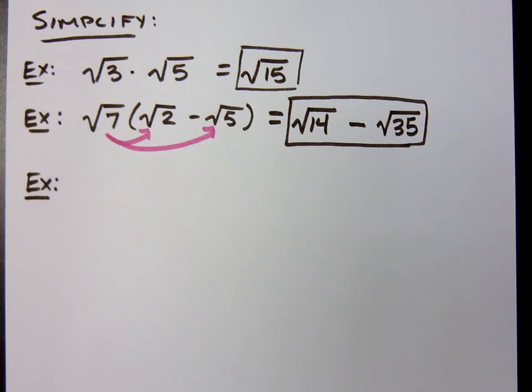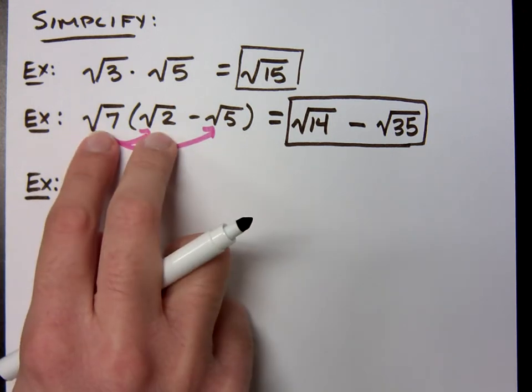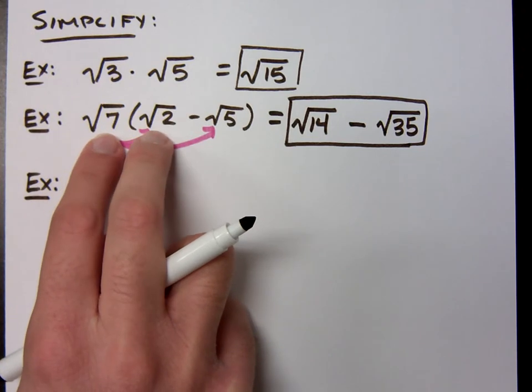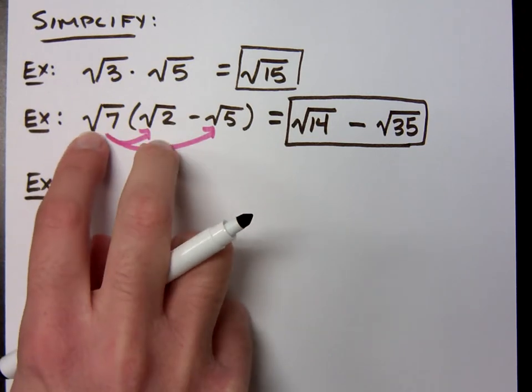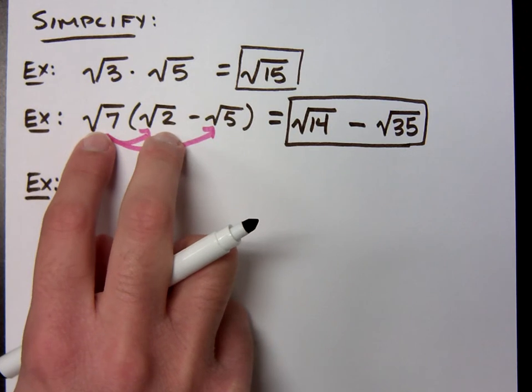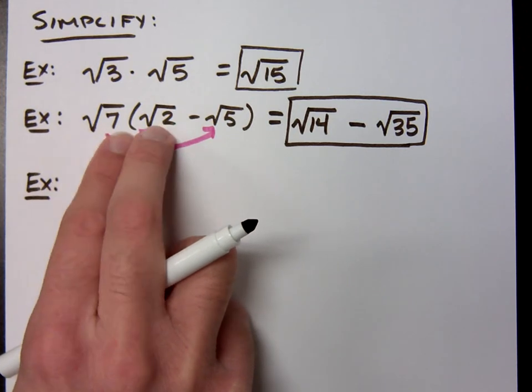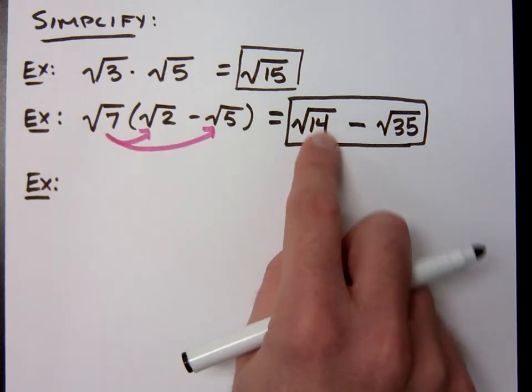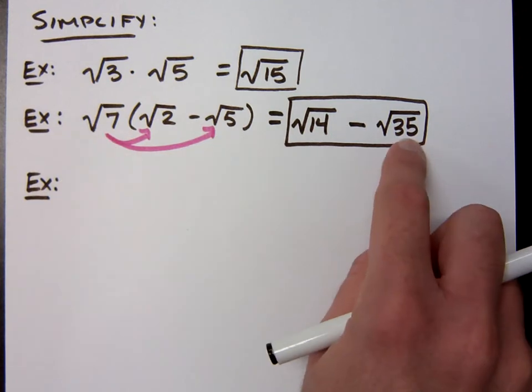Now, multiplication, I told you, addition and subtraction is racist. Only like things go together. But multiplication doesn't care. Multiplication is like, hey, the more the merrier. So when I multiply these two guys right here, even though the radicands are different, the indices are the same. So according to that product rule for radicals, I can multiply the radicands and get 14. Multiply these radicands, I get 35.